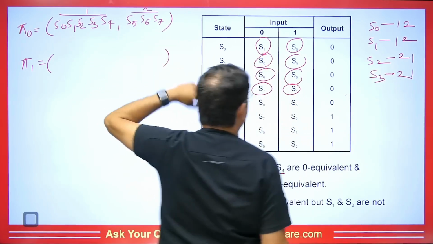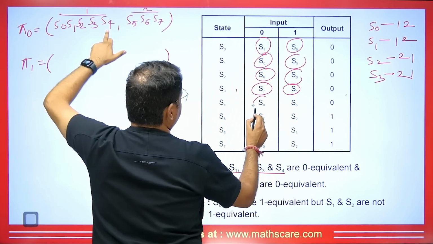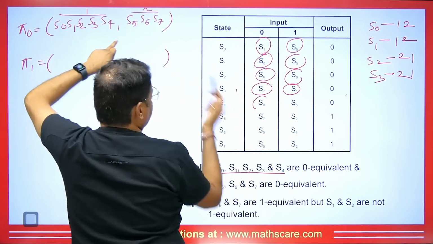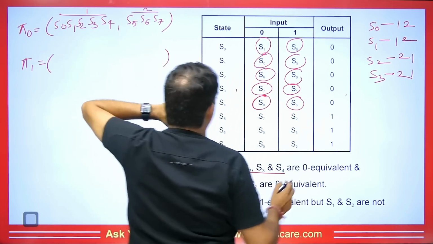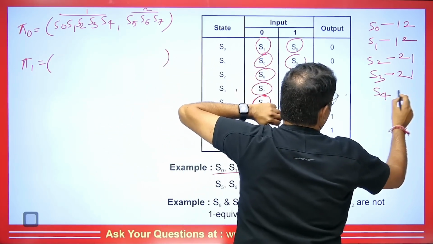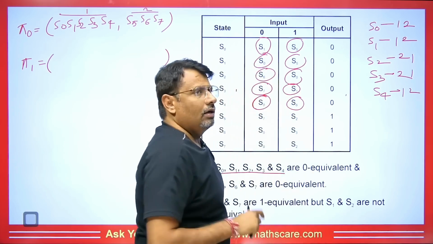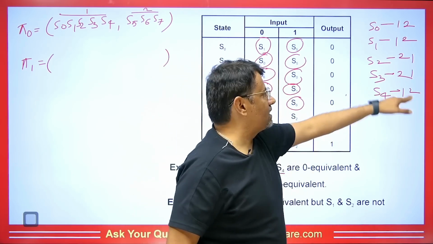Do you understand? Now let's see S4, whatever is coming here we will see. So S4 is here and it has S0 and S6. This S0 is here and S6 is here, forming 1, 2. So this will be 1, 2. S4 will be 1, 2.